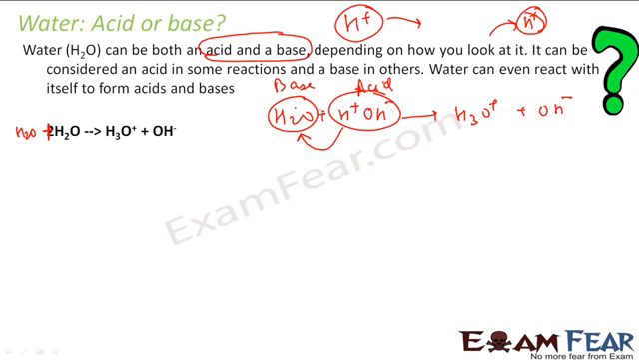But you see, both are water. So in this reaction, some part of water is acting as an acid, some part of water is acting as a base. So this is a typical reaction where water is acting both as acid and base. It is accepting hydrogen also, and it is giving hydrogen also. Correct?